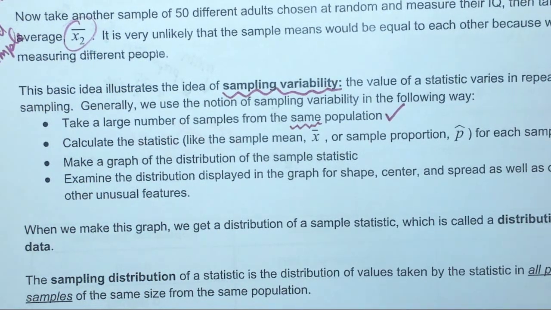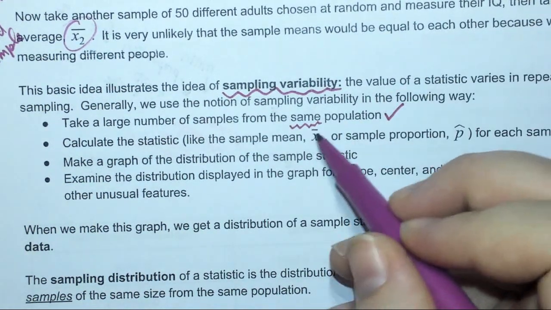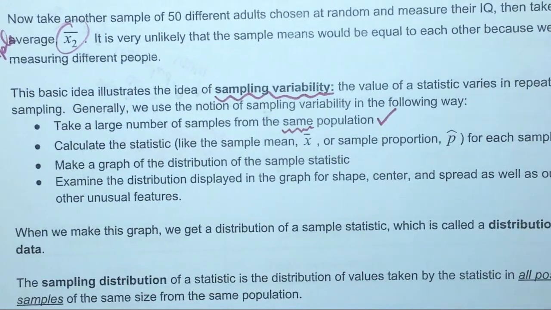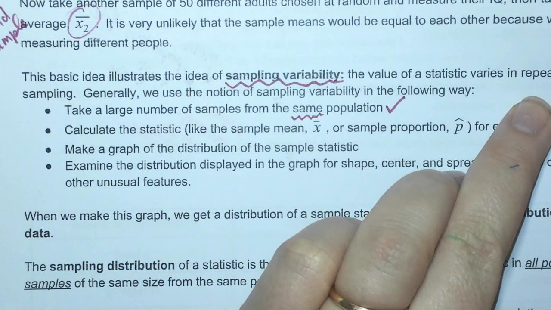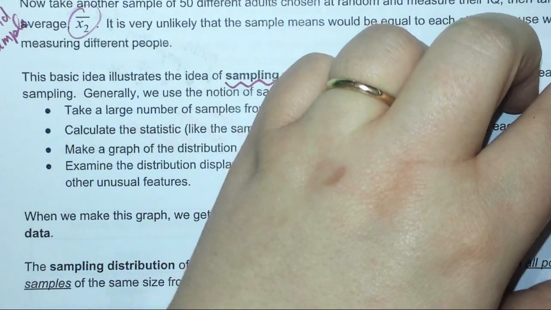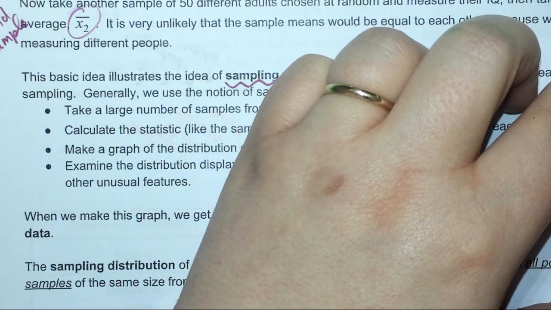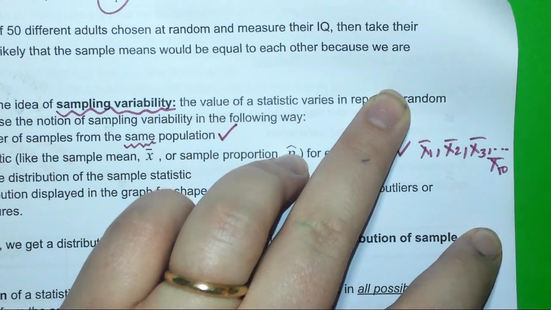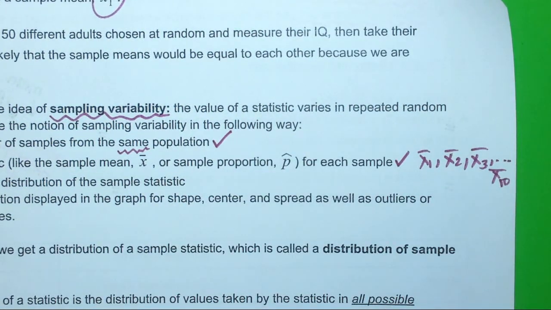We could calculate the statistic, like the sample mean, x bar, or sample proportion, p hat, for each sample. So we could figure out the x1 bar, the x2 bar, the x3 bar, and keep on going until we did, I don't know, 10 samples, so we're at x10 bar. And that's kind of what I was hoping you were going to do with the penny thing, which is fine that you didn't, not a big deal.